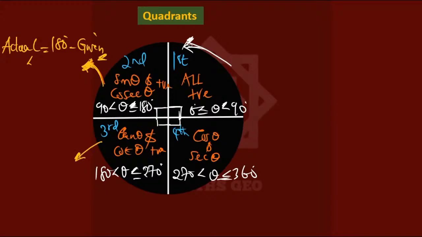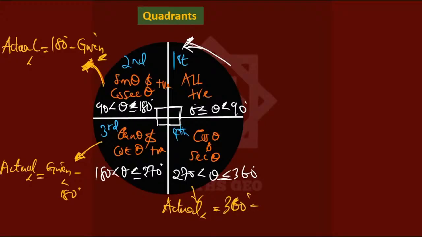In the third quadrant, the actual angle you are going to use now will be the given angle minus 180 degrees. So that will automatically convert it to a first quadrant angle. For the fourth quadrant, the actual angle you are going to use will be 360 degrees minus the given angle.